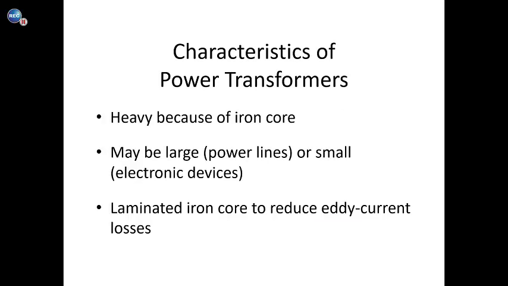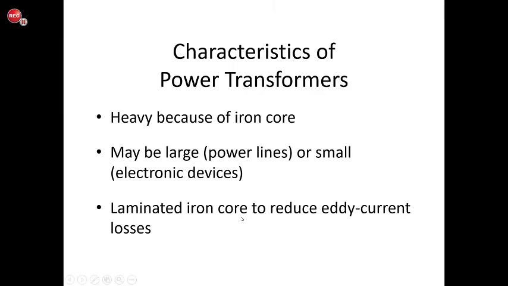There are several different types of transformers. The most common one is the power transformer. It's heavy because it uses an iron core, so transformers tend to be heavy. They may be large, like what you see outside of your house on the telephone pole. You probably have a transformer on your pole outside. Or they can be small. We can have these in electronic devices. We can have smaller transformers to step up or step down, or even to isolate circuits.